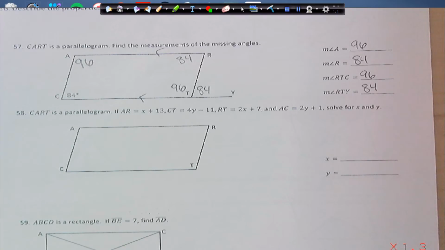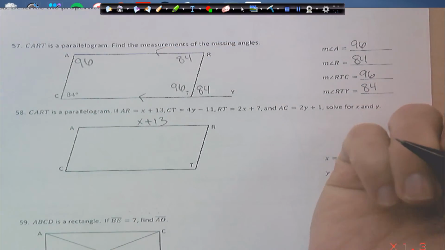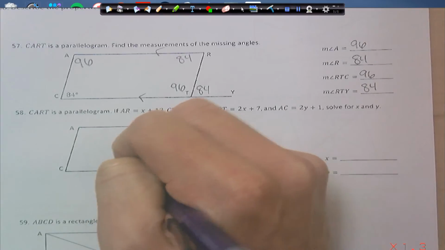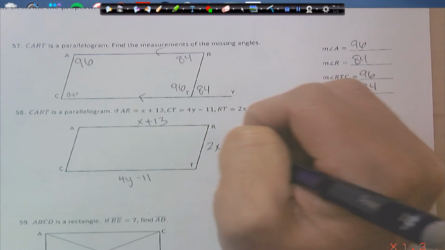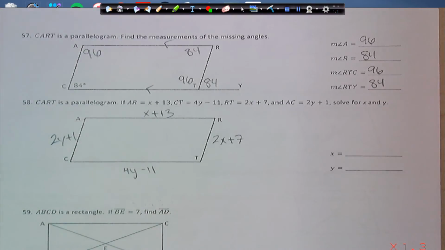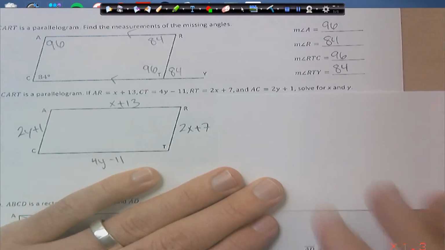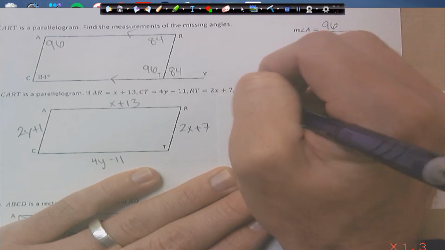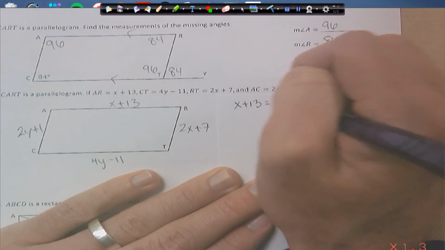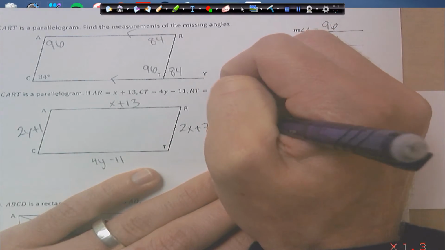CART is a parallelogram. AR, CT, RT, and AC solve for x and y. We get x plus 13, 4y minus 11, 2x plus 7, and 2y plus 1. This is a systems of equations, and I'm going to go ahead and use some extra paper here to help me do this, but we have two equations. Okay, and both equations, I'm going to label this equation 1, and then equation 2 right here.